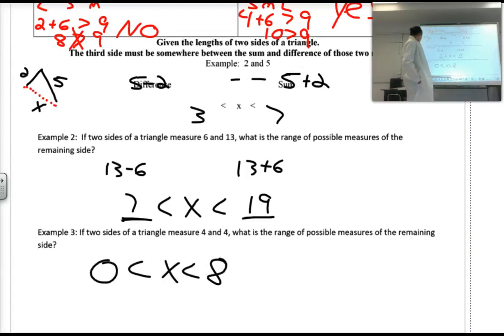Okay, when you do number 3, you should get 0. x is greater than 0, and then x is less than 8. Remember this isn't equal to, so this is acceptable because we know that the third side has to be greater than 0. So let's go on to the next page.